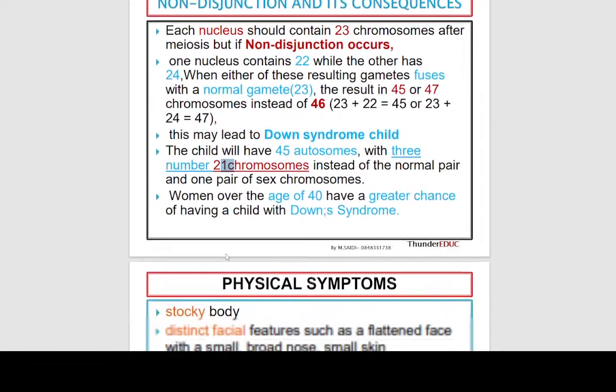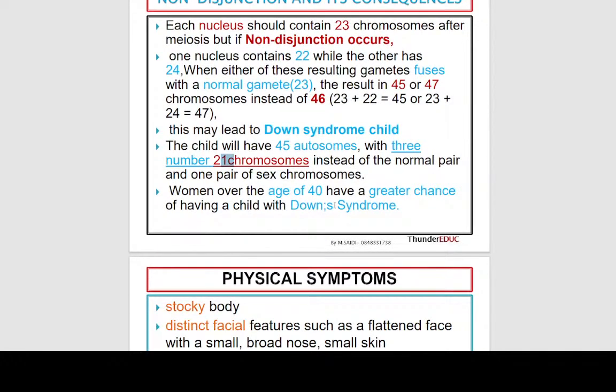So women who are over the age of 40 have a greater chance of having a child with Down syndrome. It means that when you study, get your university degree, start working, get married, and have children before 40 years, at least you have less chance of having this condition. I'm not saying that if you're 40 years, you will have a child with Down syndrome. We're saying there is less chance if you have kids when you are still younger.